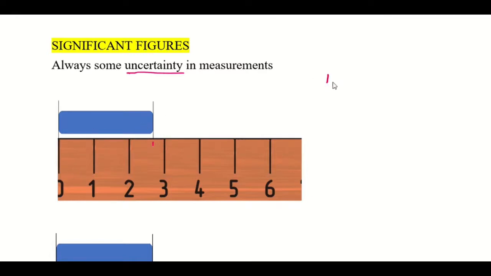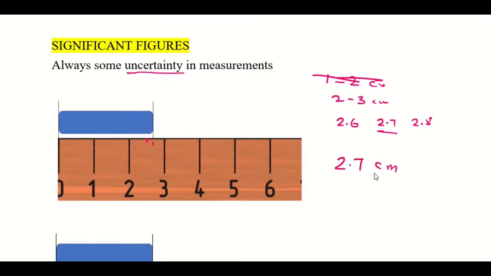Well, we can say it's between 1 to 2 centimeters, between 2 to 3 centimeters, okay, somewhere between 2 and 3. And we can estimate, well, that would be around 0.5. So we can say it's somewhere around 2.6, somewhere around 2.7 or 2.8, somewhere around there. What we could guess is closer to 2.7. So we can say, okay, that's 2.7 centimeters. But we know that this is in doubt. It could be a little bit bigger or smaller.